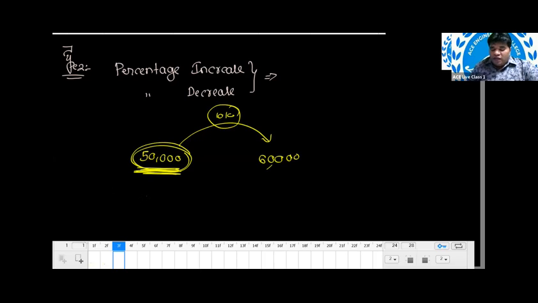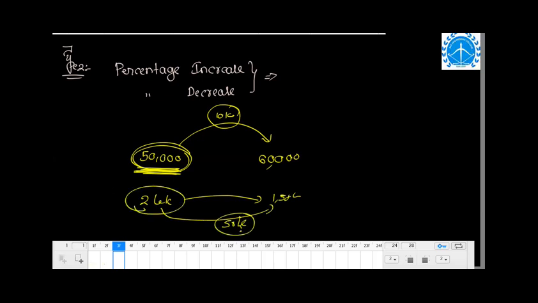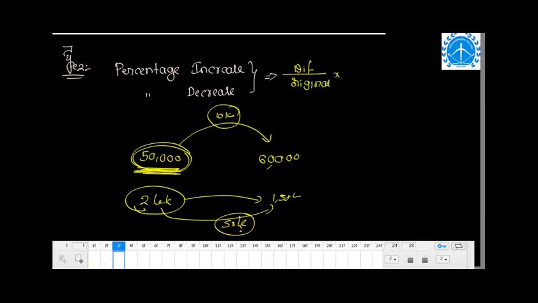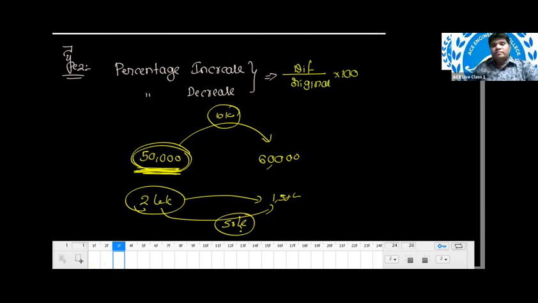But suppose at present your salary is 2 lakhs. Next year you change to your friend's company, a startup company, to help your friend. So your salary is 1,50,000. It decreased by 50,000, from where? From 2 lakhs. So for percentage increase or decrease, the difference is always compared with the original value. Difference by original into 100 is the concept.